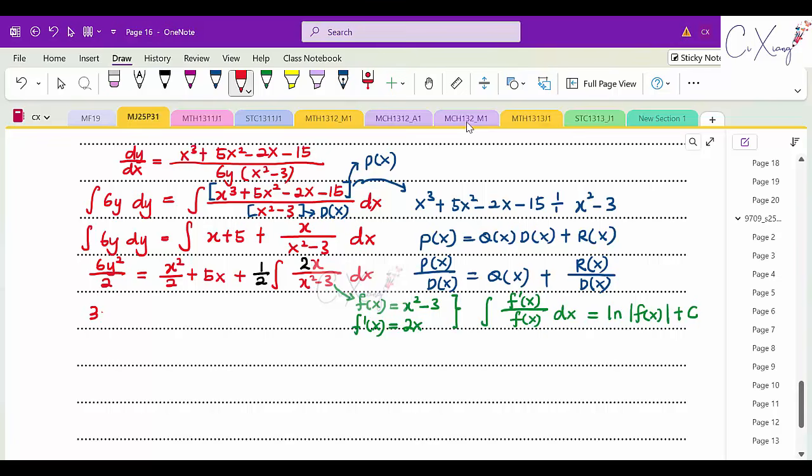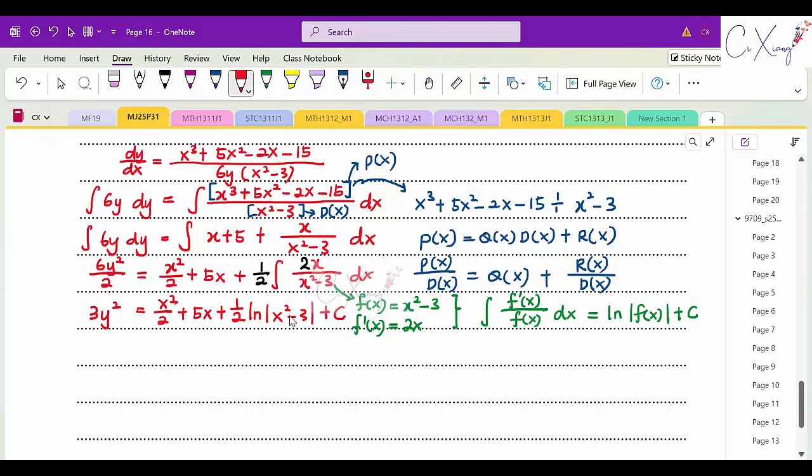Okay, so before that, I try to simplify it first. 6 divided by 2, you're having 3y squared. Then you're having x squared over 2, nothing special here, plus 5x. Then plus half. Half you should just try to copy. Integrate f prime x over fx, you'll be having ln of x squared minus 3. Then don't forget about the plus c at the last term here, because your integration has completed.